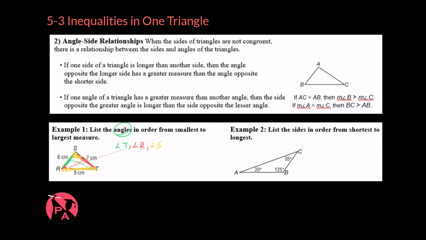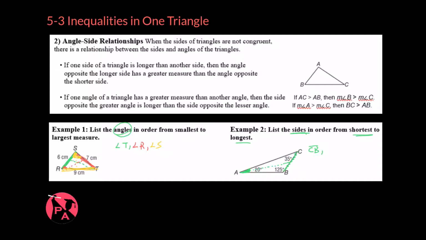Example 2. It says list the sides about the angles opposite from each side, from shortest to longest. So the smallest angle is here, 20. Opposite this angle, the side that we have is CB.